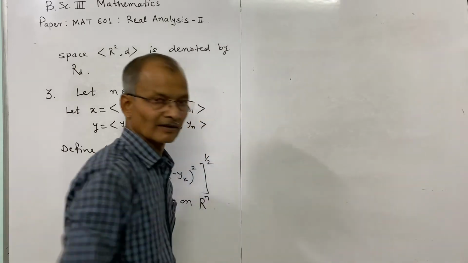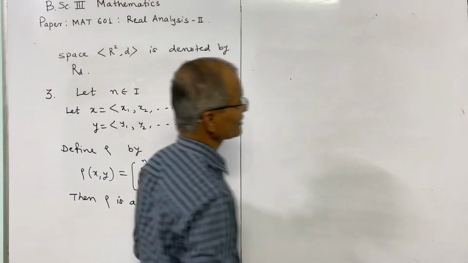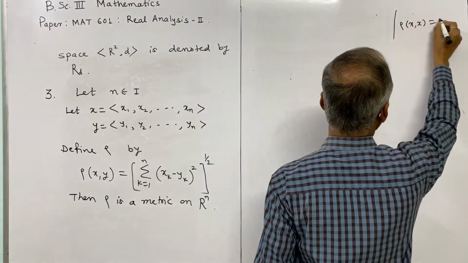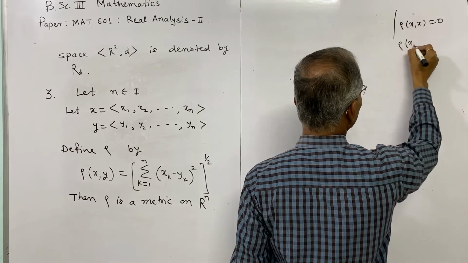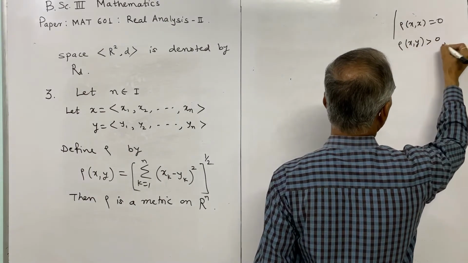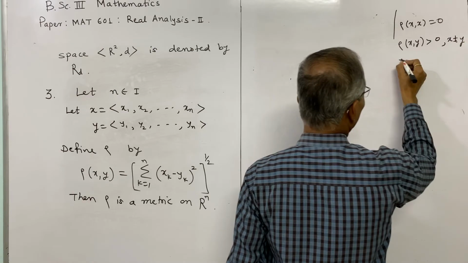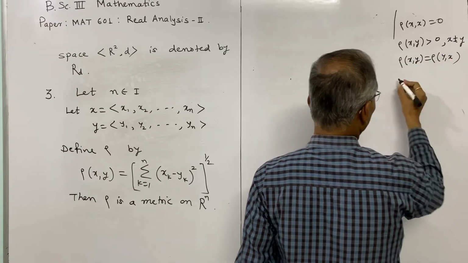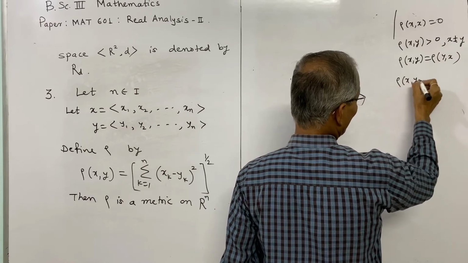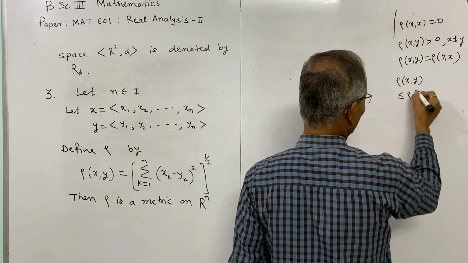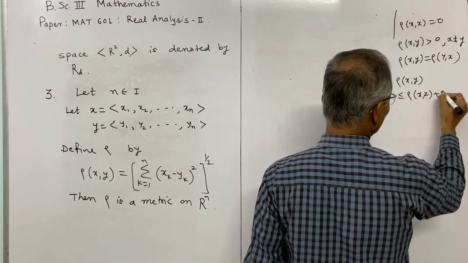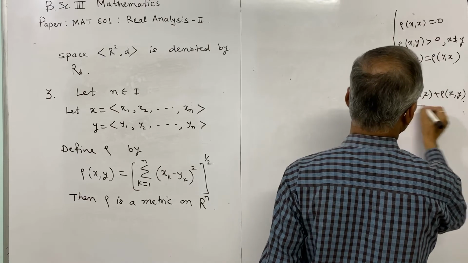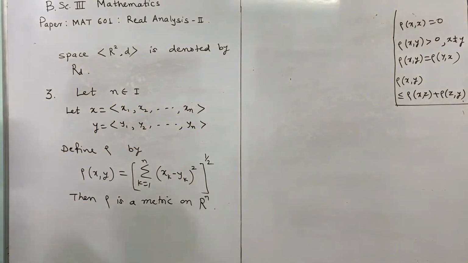See what are the properties that we have defined in metric spaces. That is rho of x and x is 0. Rho of x and y is greater than 0, x not equal to y. Rho of x and y is equal to rho of y and x. And the triangle inequality, rho of x and y is less than or equal to rho of x and z plus rho of z and y. So these are the four properties of a metric space.